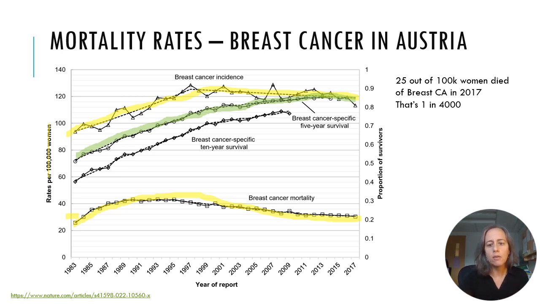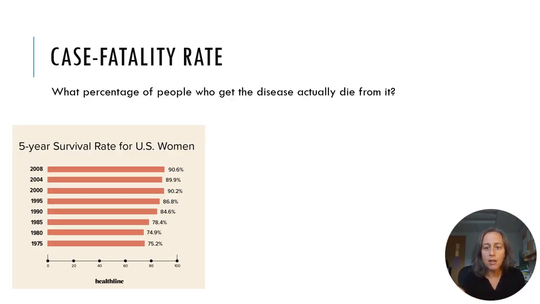So if we're interested in knowing how particularly dangerous a certain condition or disease is, then we're going to look at something called the case fatality rate. So that's what percentage of people who get the disease actually die from it. So this graphic that we're looking at is actually the 5-year survival rate for US women with breast cancer. So this is also breast cancer.